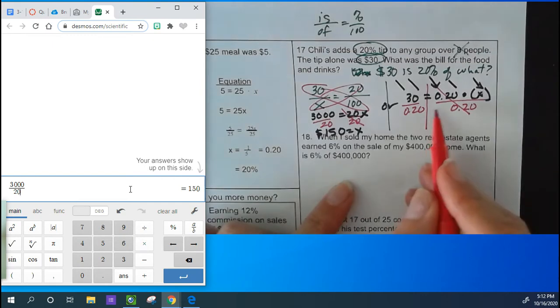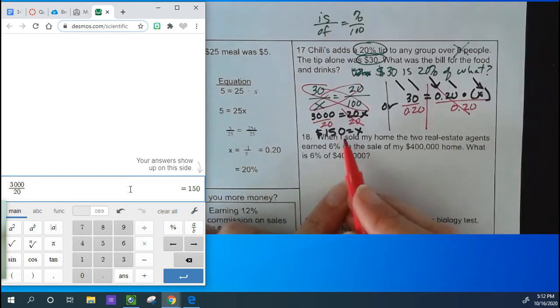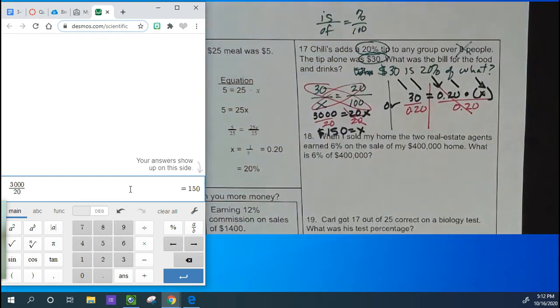Okay, I divide by the number next to the x. Remember, you're not doing it both ways. You're doing it the way that was better for your brain. So $30 divided by 20 hundredths. Lo and behold, it also gives you 150.